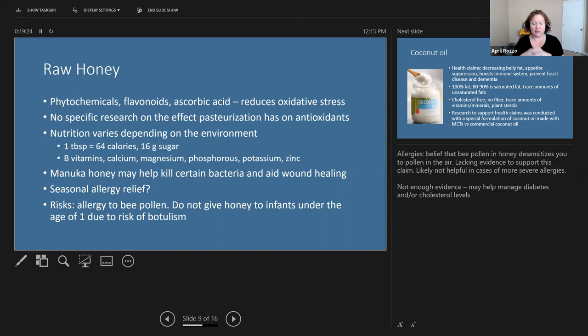We also don't have a lot of evidence that it's helping to manage diabetes or cholesterol levels, although that has been claimed as a benefit also. The risk, of course, is if you have an allergy to bee pollen, you should not be taking any honey. And the recommendation is to avoid honey, raw or pasteurized, in infants under the age of one due to that risk of botulism toxin.